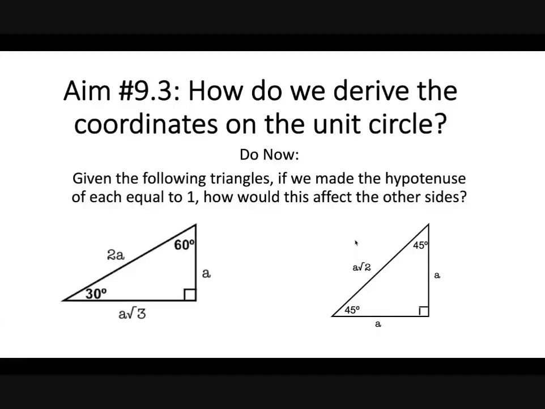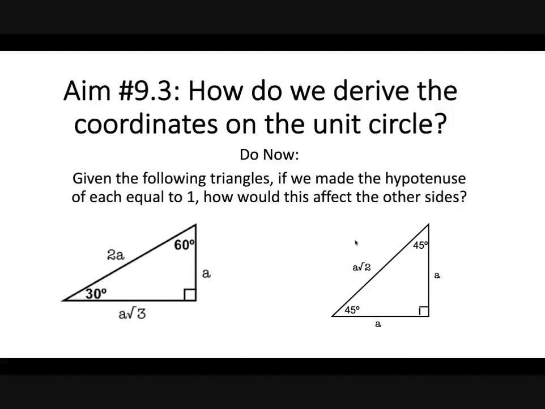How can we derive the coordinates of the unit circle? Now, if you'll recall from aim 9.1, toward the end, I brought up the fact that the unit circle is symmetric. We're going to use that fact in order to determine these coordinates.